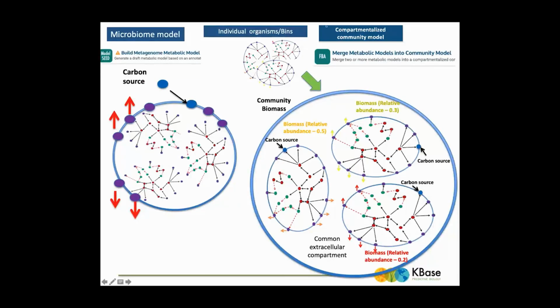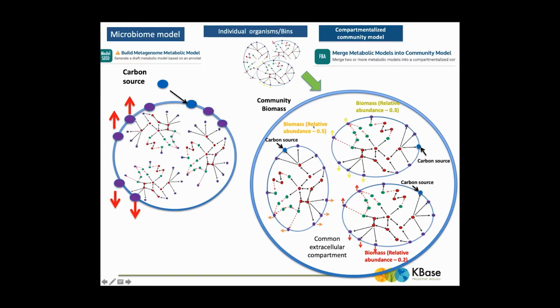So in KBase, we have the Build Metagenome Model tool, which you can use to build a metagenome model that represents the overall metabolism. We also have tools to build a compartmentalized community model. The tool is Merge Metabolic Models into Community Model. This is where we take these bin models, the highly abundant bin models, the major players in a system, and then we can build a compartmentalized community model.